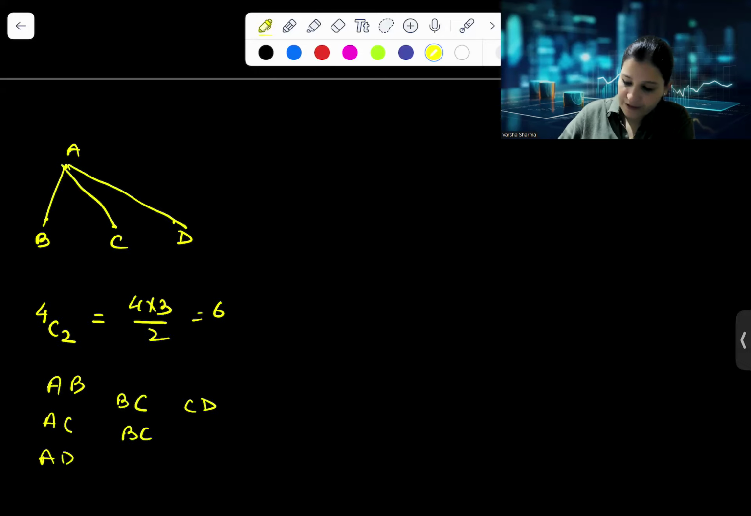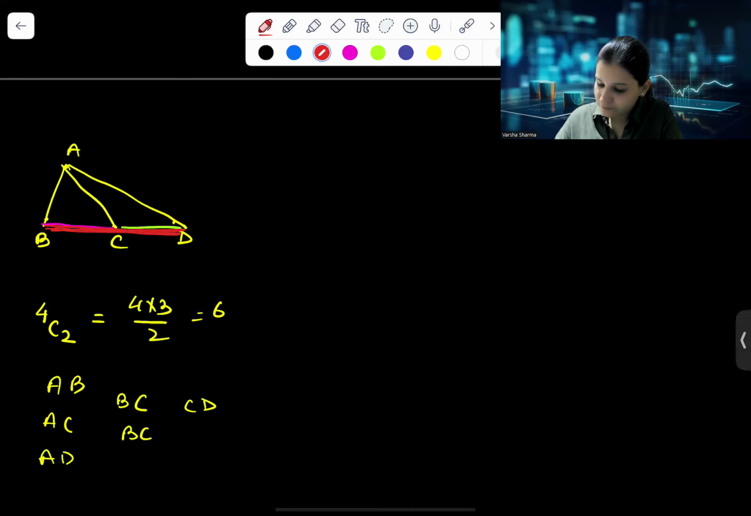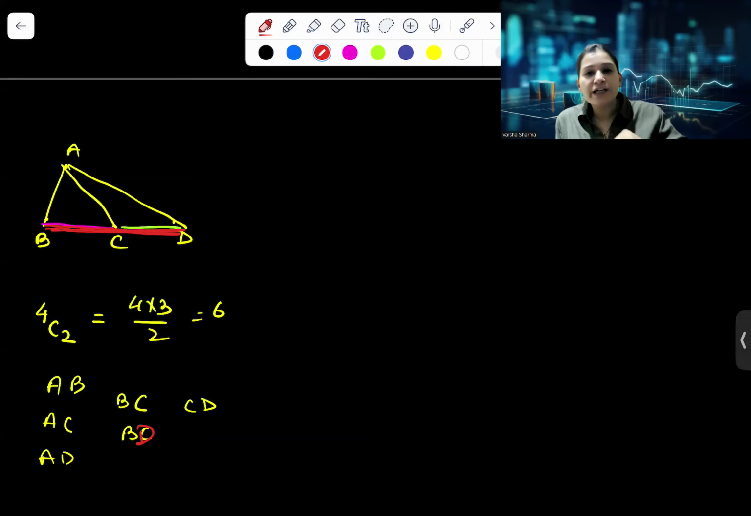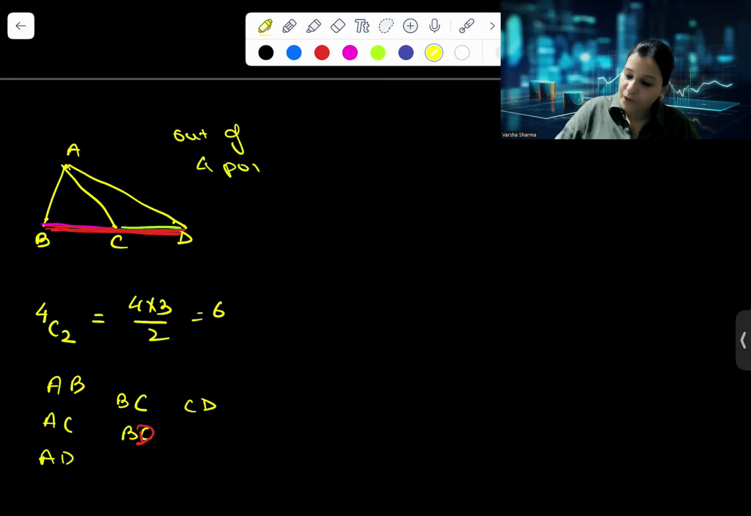AB, AC, AD, fine. But now I don't need to have BC, CD, and then BD again, right? Because when I take BC and CD and BD, there is repetition. If I would have taken only BD, then BC and CD would have been included in it. If I've already drawn BD, why do I need to draw again BC and CD? There's no point. That means in this question, what I'm saying is out of 4 points, 3 are collinear. Out of 4 points, 3 are collinear, right?